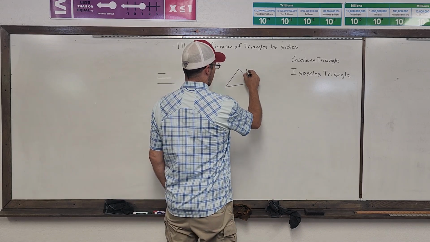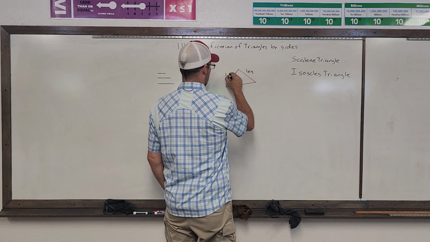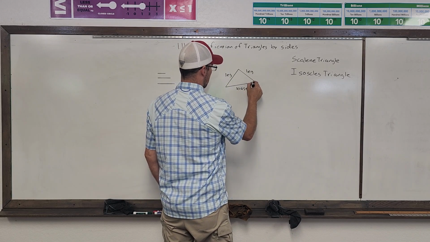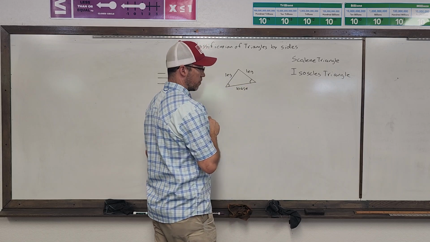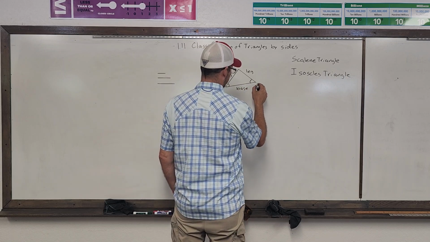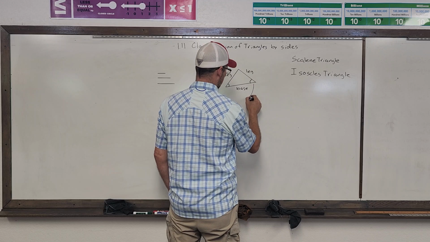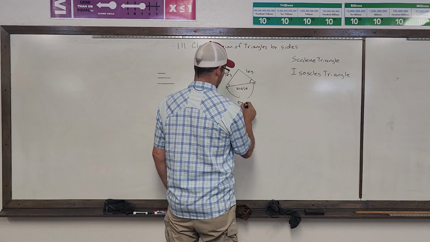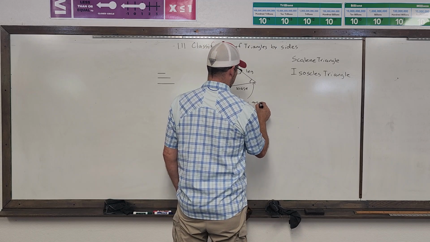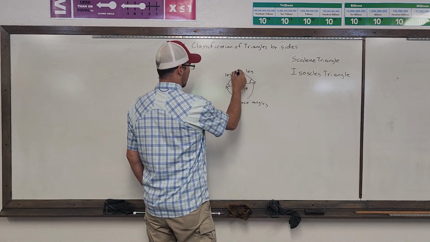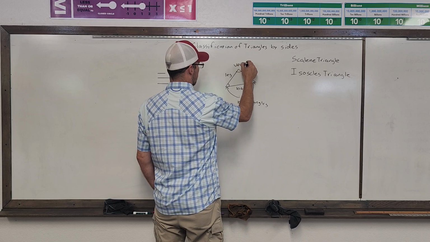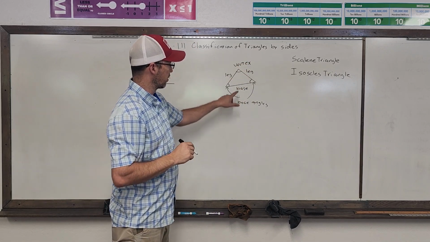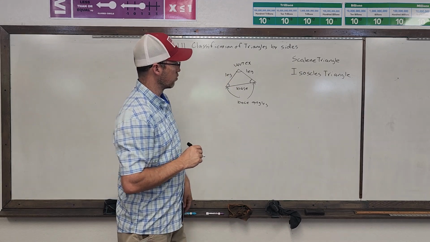The two that are the same are going to be called legs. The one that's different is going to be called the base. These two angles that are attached to the base are going to be called the base angles. These are the base angles. The third angle is going to be called my vertex of the triangle. All right, so my isosceles triangle has two legs that are equal length, a base, a vertex, two base angles.